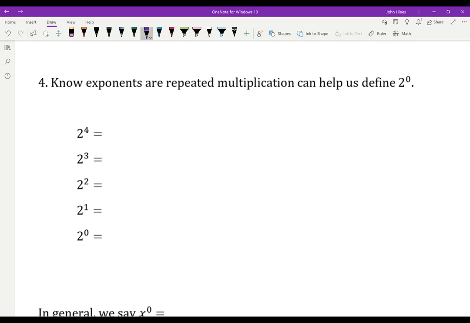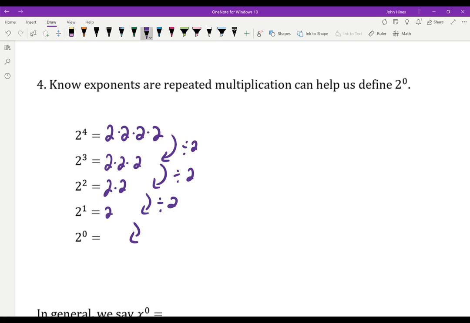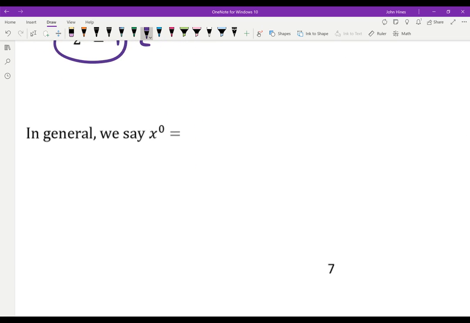And finally, one more time, we know exponents are repeated multiplication. 2 times 2 times 2 times 2. Each time I keep dividing by 2 to lose an exponent. So to make the jump from 2 to the first to 2 to the 0, what's 2 divided by 2? It's 1. 2 to the 0 is 1. So apparently, anything to the 0 power is always the number 1.